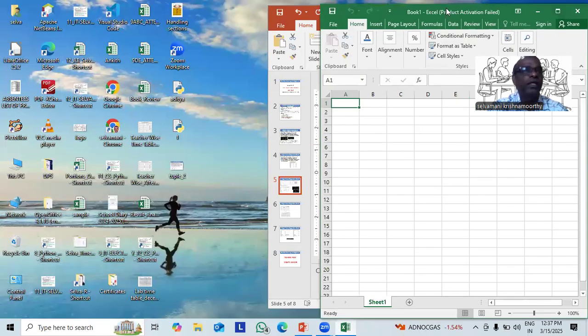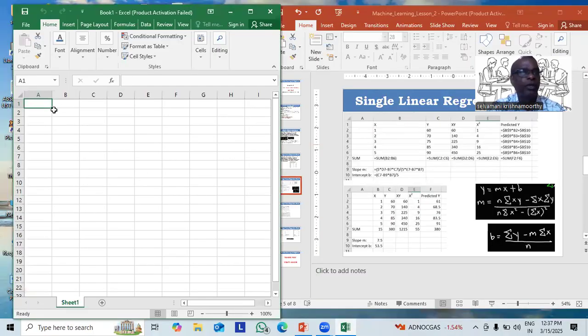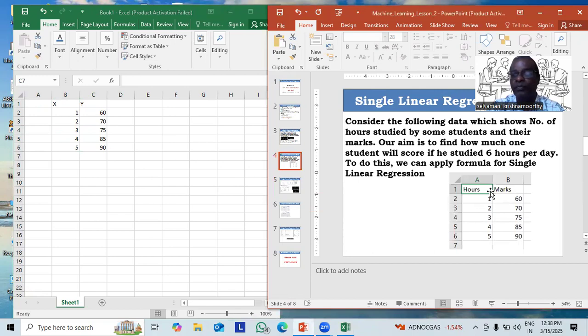Same formula, same values, I will explain. Here X means input, the number of hours, and Y means output, marks. So 1, 2, 3, 4, 5. So far no problem. Now I need to enter 60, 70, 75, 85, and then 90. If you have doubt, you can do the same thing I copy. The number of hours is considered as X, the marks as Y. X is input, Y is output.